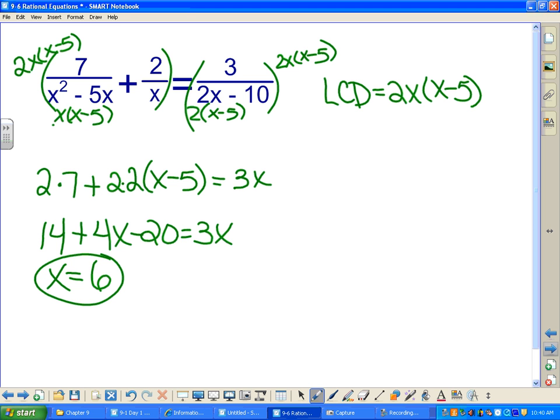Okay, any questions on these? Okay, the nice thing is when it's an equation and you can multiply both sides of the equation by that LCD, it gets rid of the denominator for you. And so as soon as you get rid of the denominator, it makes things just a little bit easier.